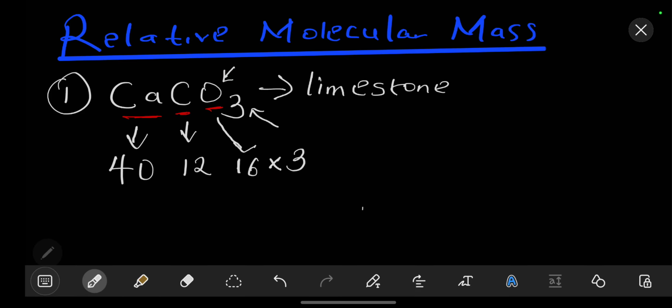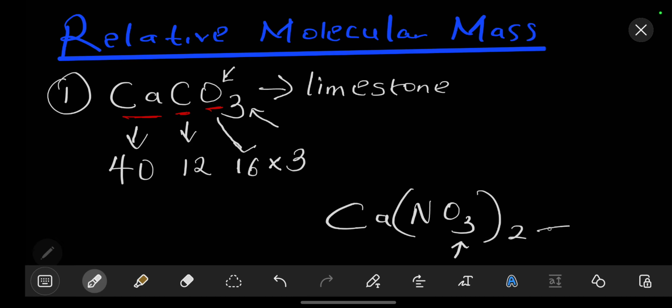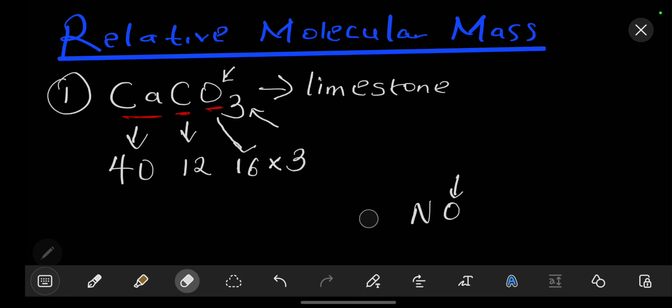Now, let me give you an instance. For instance, look at this. This is calcium nitrate. We have a 3 here, then we have a 2 outside. This 3 you see will affect only oxygen. Then this 2 will affect everything in the brackets. You get it now? So we'll talk about this in our next one. So just to make sure you understand that, let's get back to number 1.